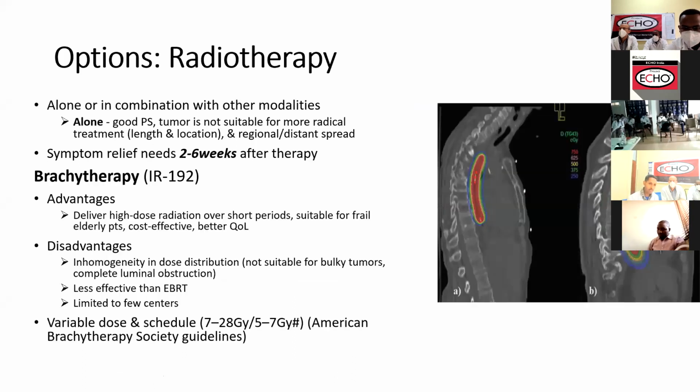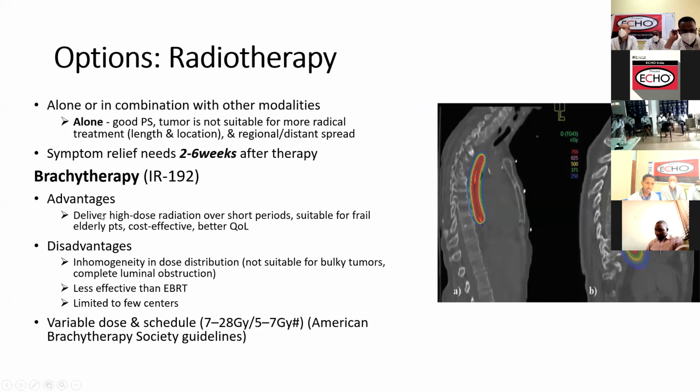So the first one is brachytherapy, or we can call it intraluminal brachytherapy. In this case, what we do is insert the radiotherapy source, guided by endoscopy, into the lumen of the esophagus. Usually we use iridium-192 as a radiotherapy source.